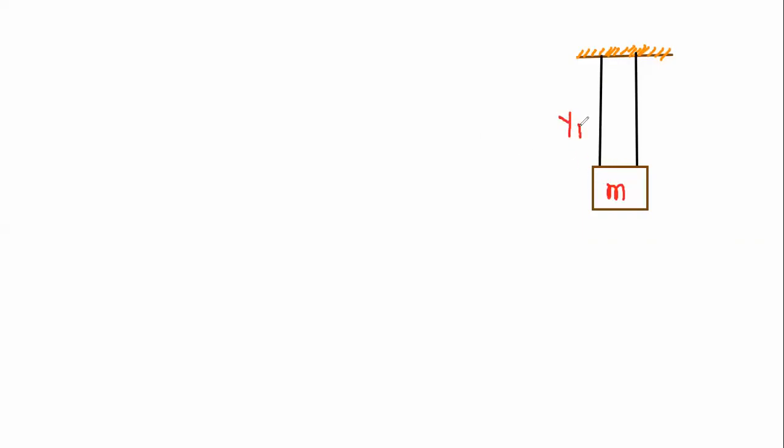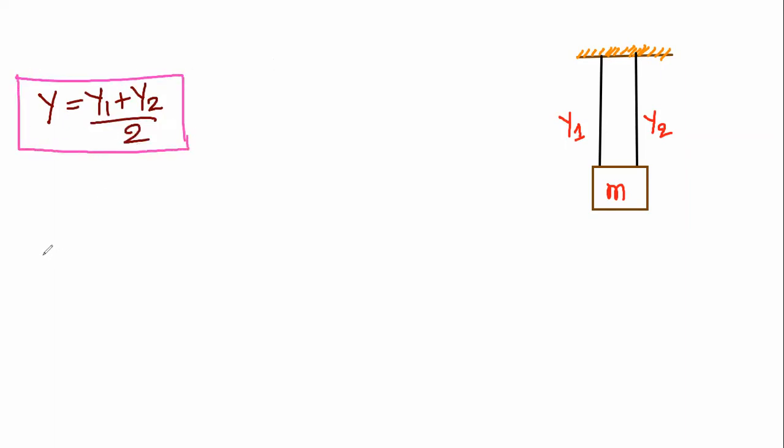Young's modulus is taken as y1 and y2. Then the effective Young's modulus y is equal to y1 plus y2 divided by 2. This is the effective Young's modulus of the system.